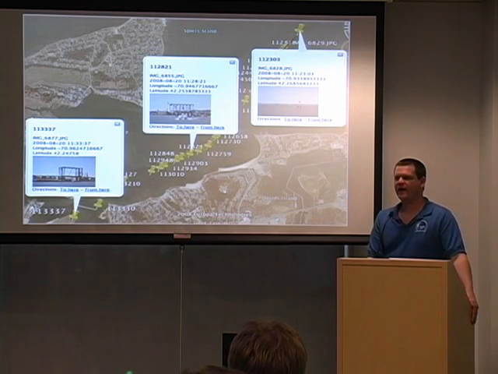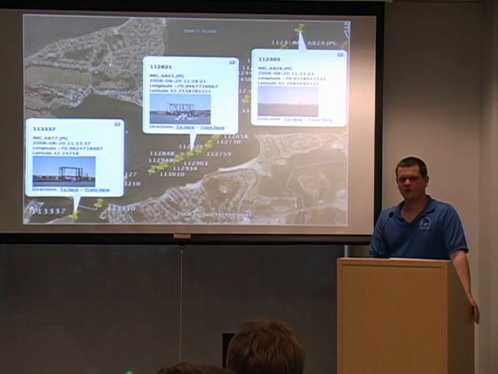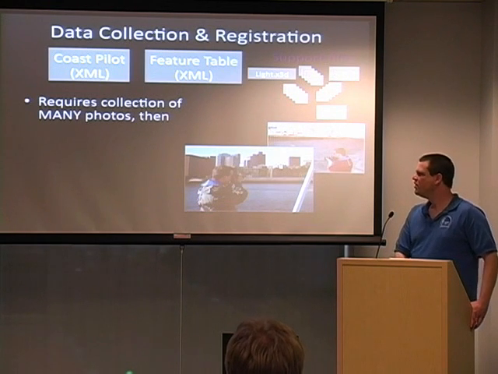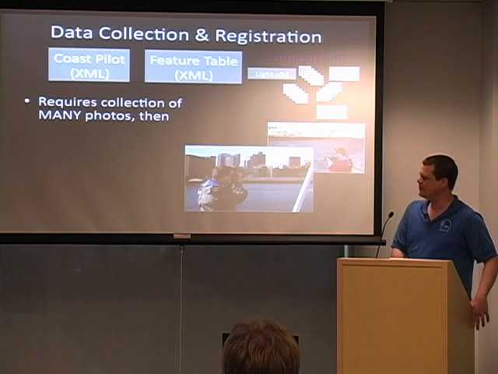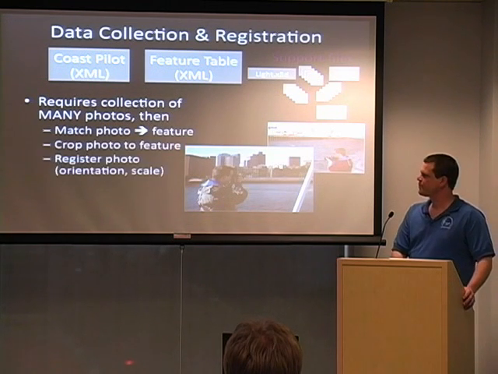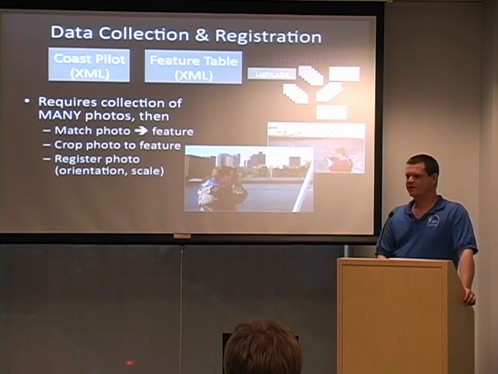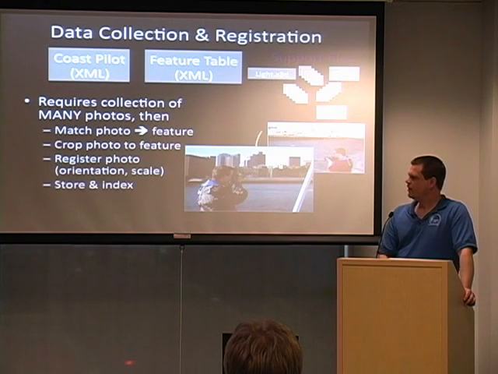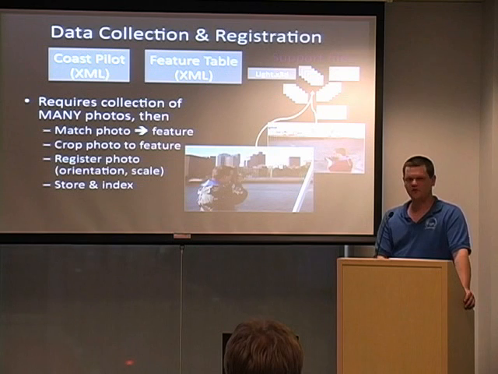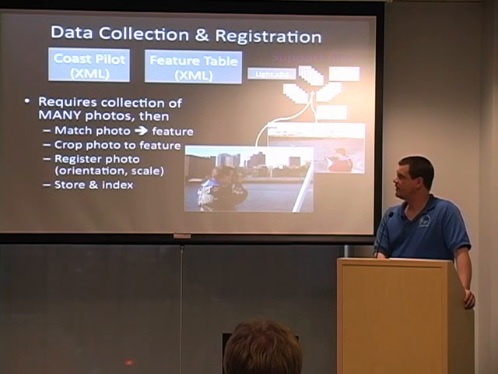Now, how can we use that information to present something to go along with that text to produce a new environment that's helpful for our mariners? So we've come up with a process. Collect a whole bunch of photos. So here's Matt and I collecting photos in Boston. You need to match those photos to features. You need to crop those photos, register them, orient them, and get them into a database. And once we have that, we can try to create interfaces to this new type of data.